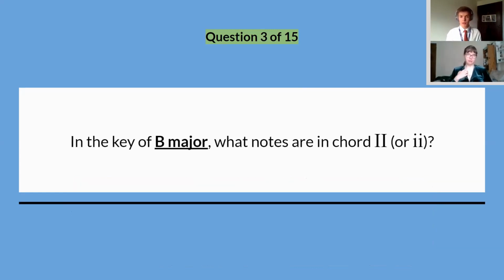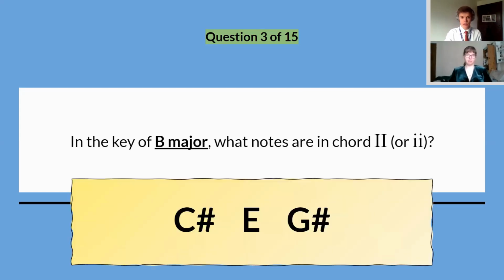Question number 3, it was chord 2 in the key of B major. The notes are C sharp, E, and G sharp, which would give us a chord of C sharp minor. Because remember, in a major key, the diatonic chord number 2 is always minor. So well done if you got that.